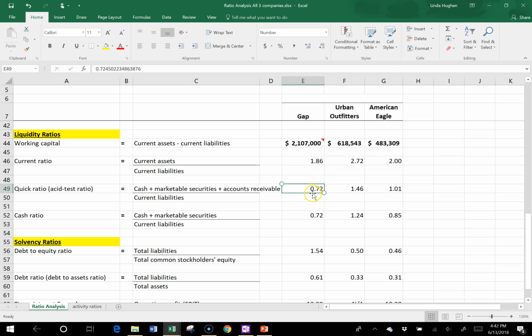And we see that just like with the current ratio, for the quick ratio, Gap is the lowest. Urban Outfitters has the highest, so we would say that Urban Outfitters is the most liquid according to the quick ratio. American Eagle is in between.